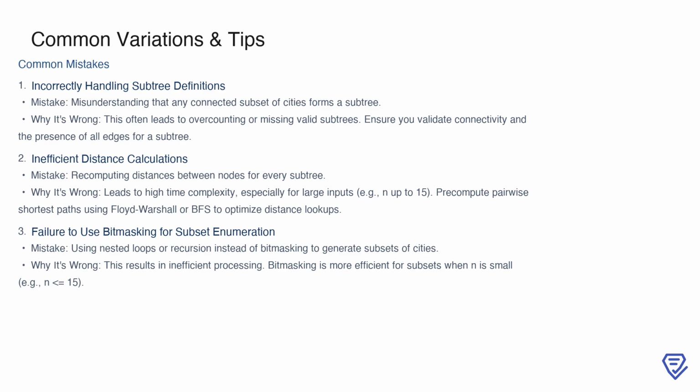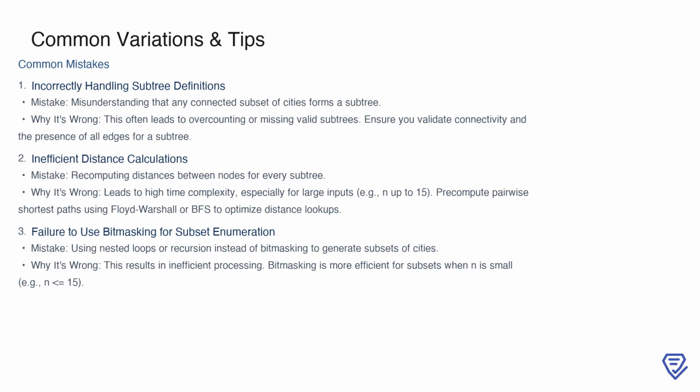Next, inefficient distance calculations can drastically increase runtime. If you're recalculating distances for every subtree, it can become computationally expensive, especially with larger inputs. To address this, pre-computing pairwise shortest paths using algorithms like Floyd-Warshall or BFS ensures distance lookups are quick and efficient.